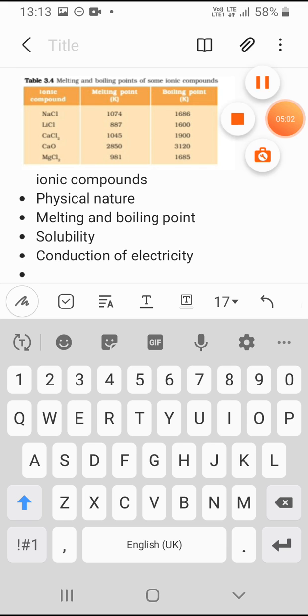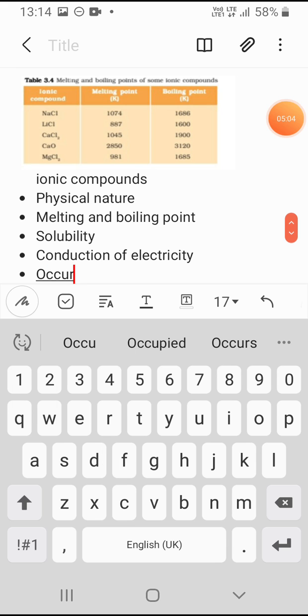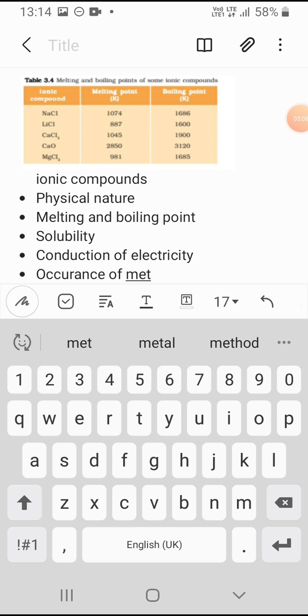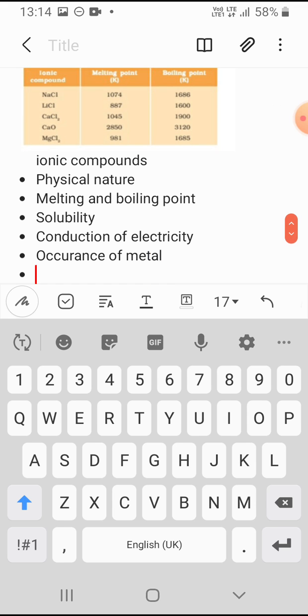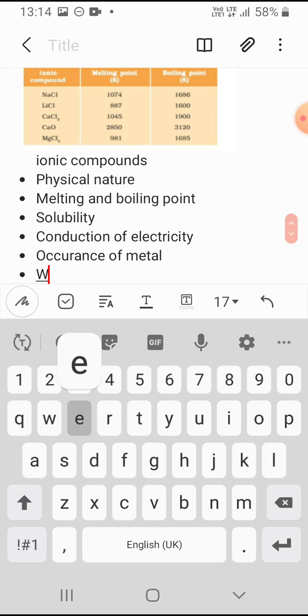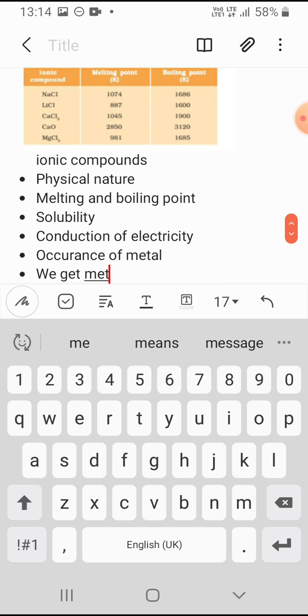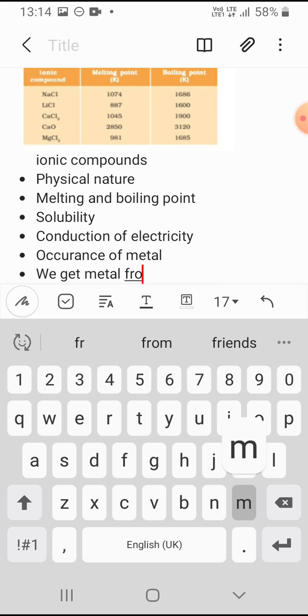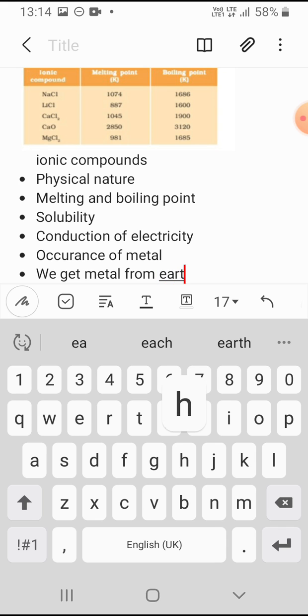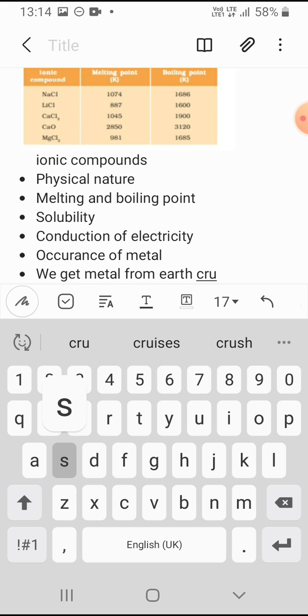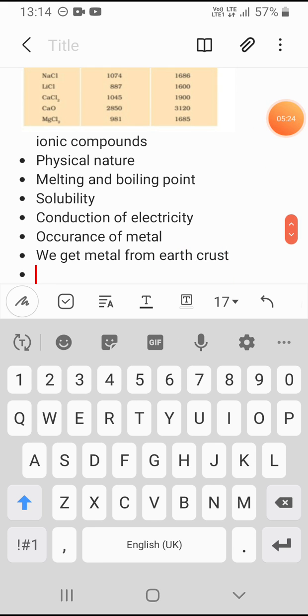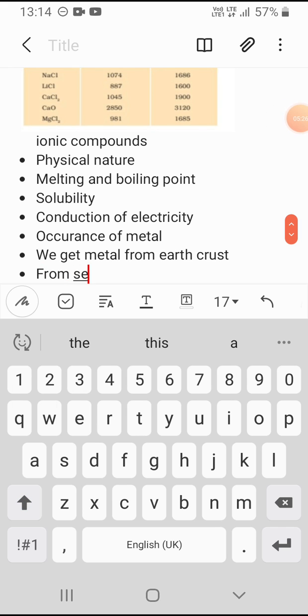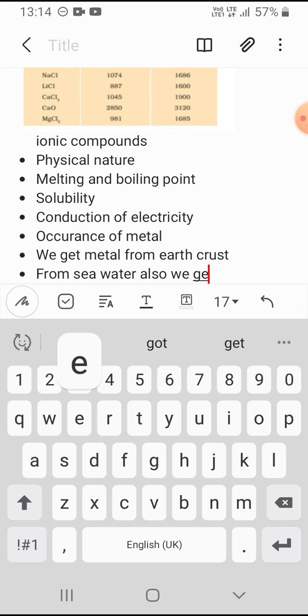Occurrence of metal, from where we get metals. So remember these four points, they may ask this for 1 or 2 marks. We get metal from the earth's crust. From sea water also we get some metals.